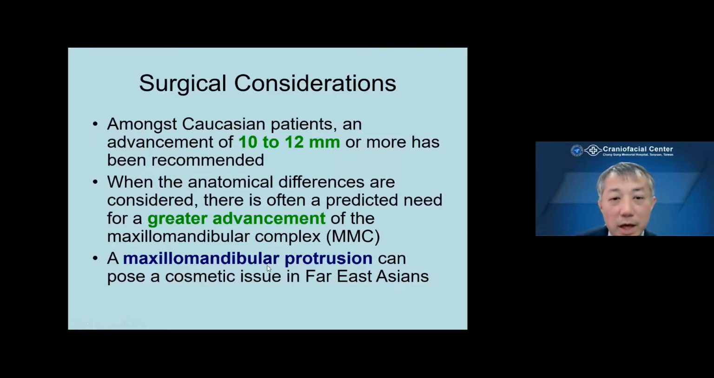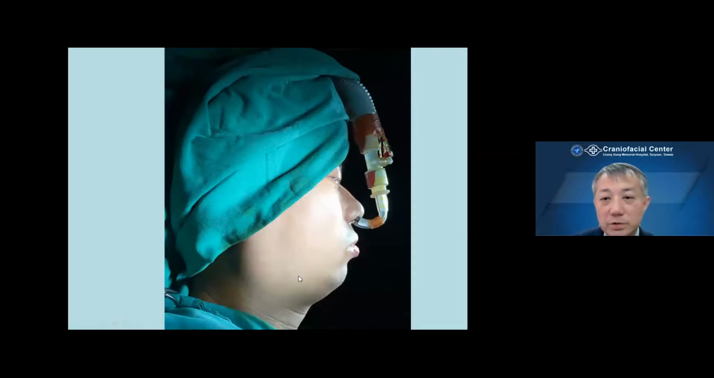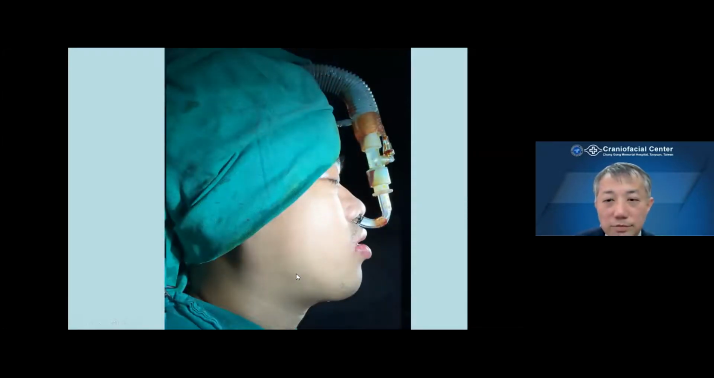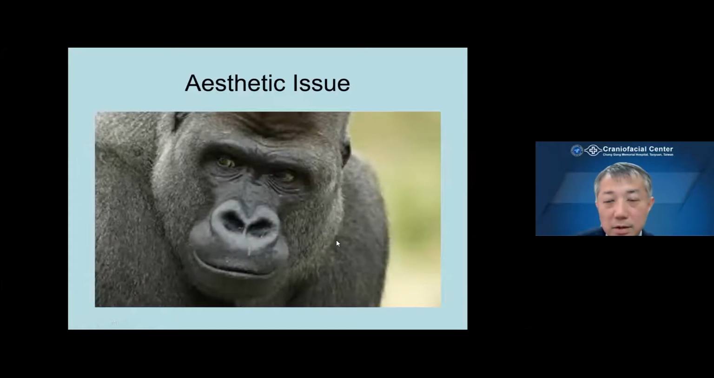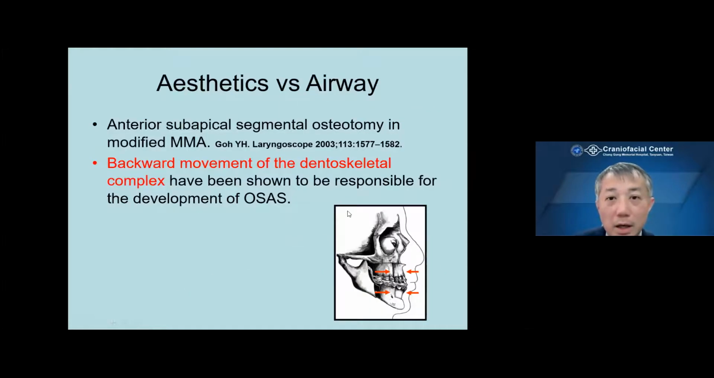When we have a greater advancement, from the lateral view you can see good movement. However, from the frontal view, you can see some negative impact on the aesthetics, including a protruded mouth, excessive teeth show, gum show, and inverted lips. Patients are usually afraid of this type of aesthetic issue. That's why segmental osteotomies were combined or recommended first by a Singapore doctor.